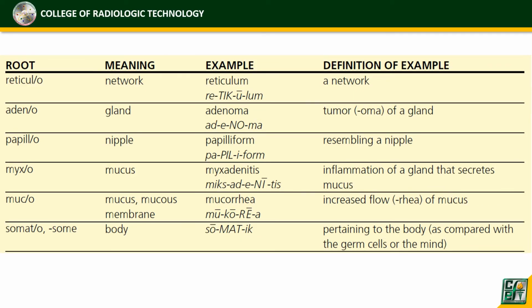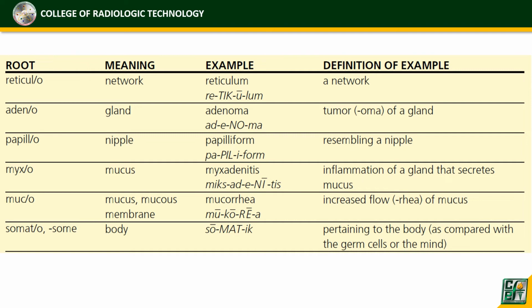In continuation, we have reticulo, which means network. The example is reticulum, which basically means a network. We can find this in one of the organelles, the endoplasmic reticulum, which is basically a maze or a series of pathways. So it is a network.